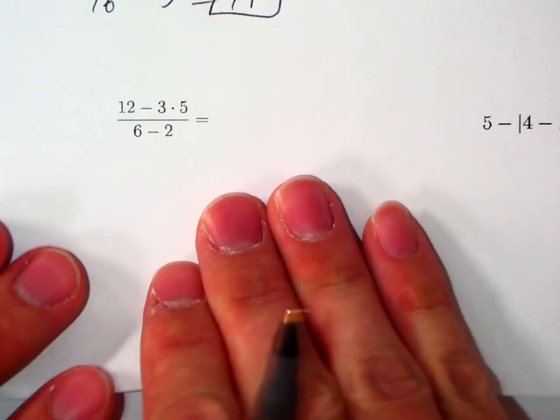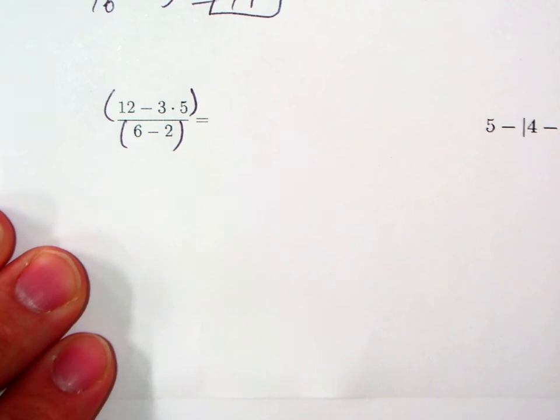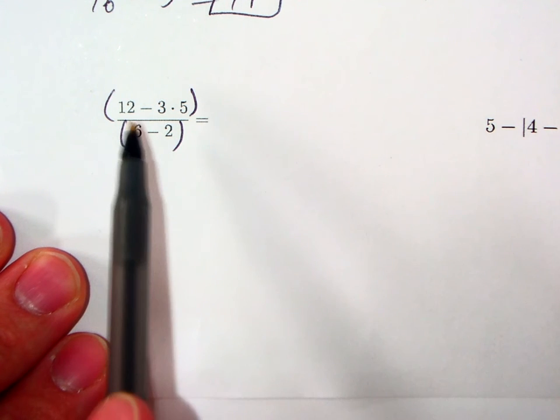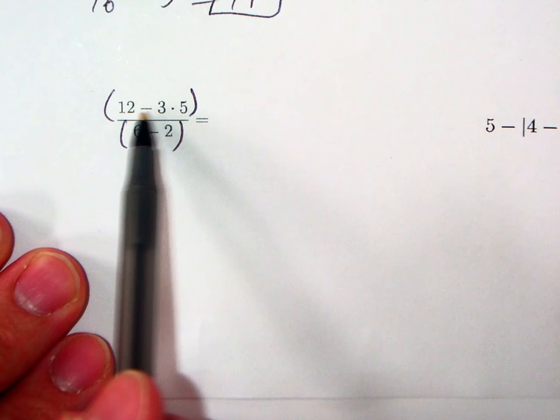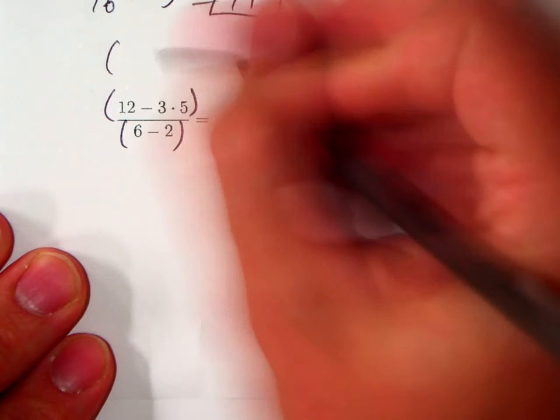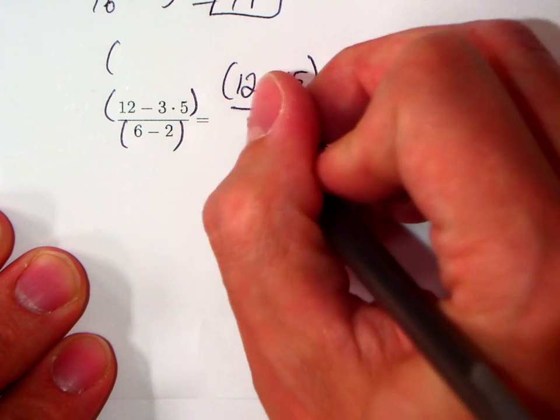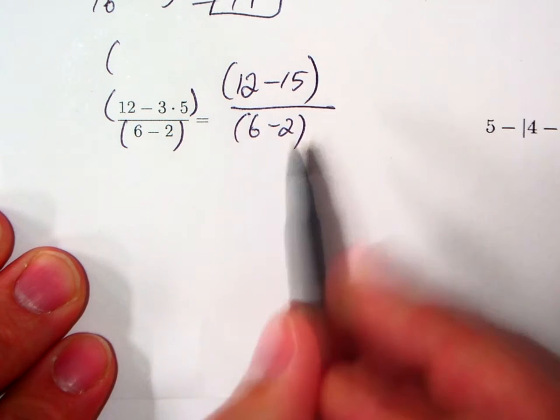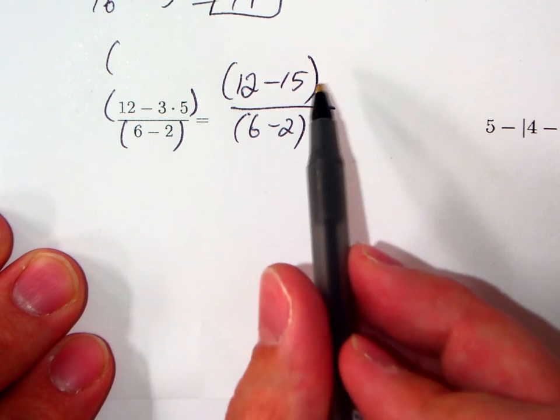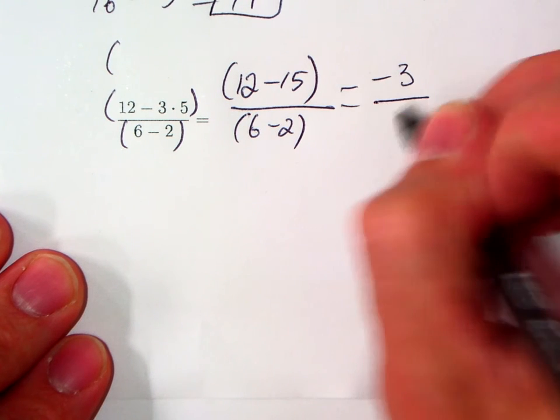When we have fractions, there are actually invisible parentheses on the top and the bottom of those fractions. So I begin with the top here. I have subtraction or multiplication. Multiplication comes first, so it becomes, I'll write it over here, 12 minus 15 divided by 6 minus 2, because 3 times 5 is 15. When I subtract that, I end up with negative 3 over 4, which is my final answer.